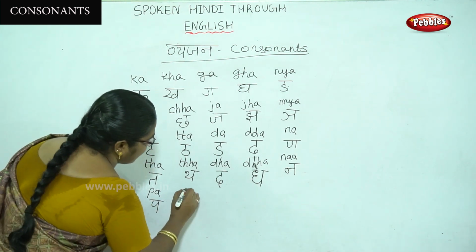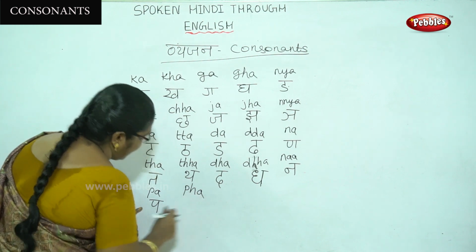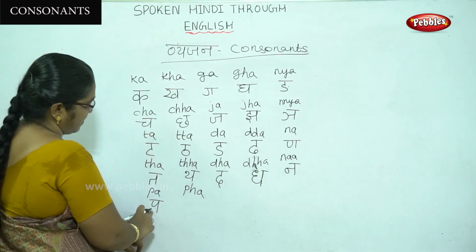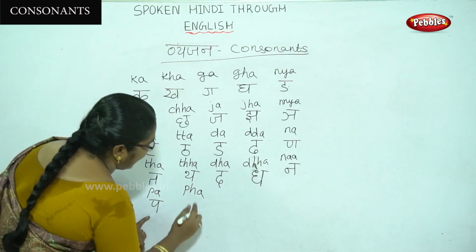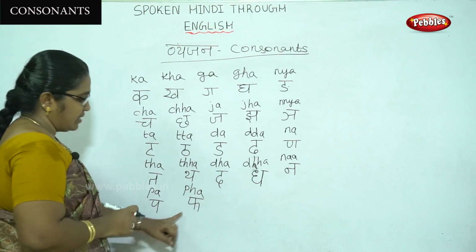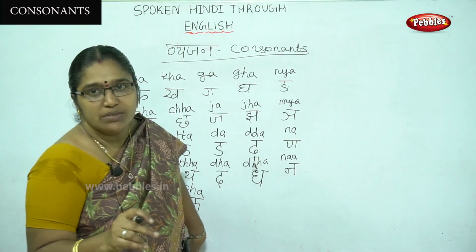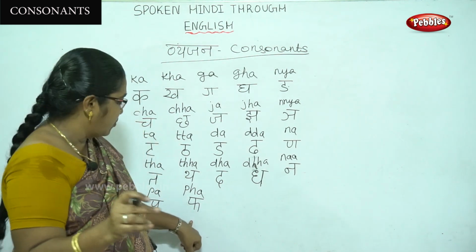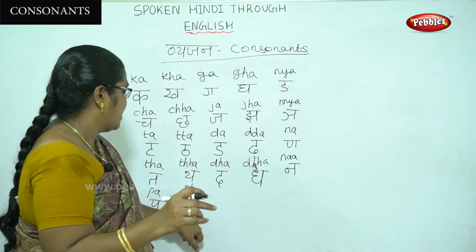The next one is pha. We can use this at papa, babu. For that, here pa, pa is like that. Here only: fal, fool. Okay, fal, fool. That's all. For this we can use this fa.